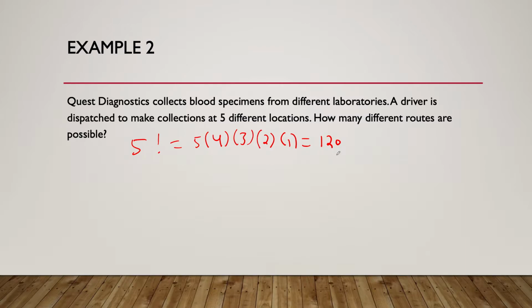So for example, Quest Diagnostics collects blood specimens from different laboratories. A driver is dispatched to make collections at 5 different locations. How many different routes are possible? Well, that's 5 factorial, and that's 5 times 4 times 3 times 2 times 1. Toss that into a calculator, you get an answer of 120 possible routes.